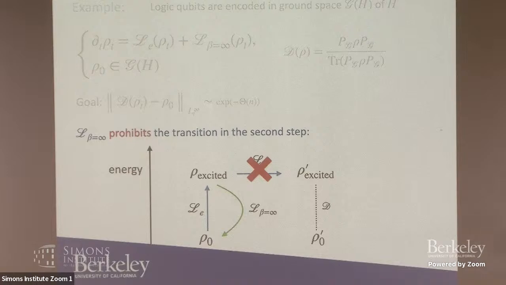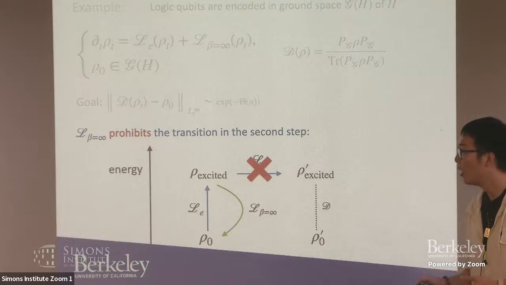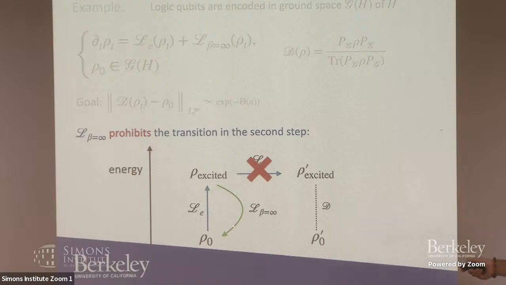Now, when we have the protection operator, it essentially prohibits the transition in the second step. How to understand this? In this new dynamics, after my ground state gets excited, when we assume the protection operator has a fast mixing time, this operator will quickly drive the excited state back and keep the original logical information. This is essentially how in the new dynamics, the logical information can be passively protected.